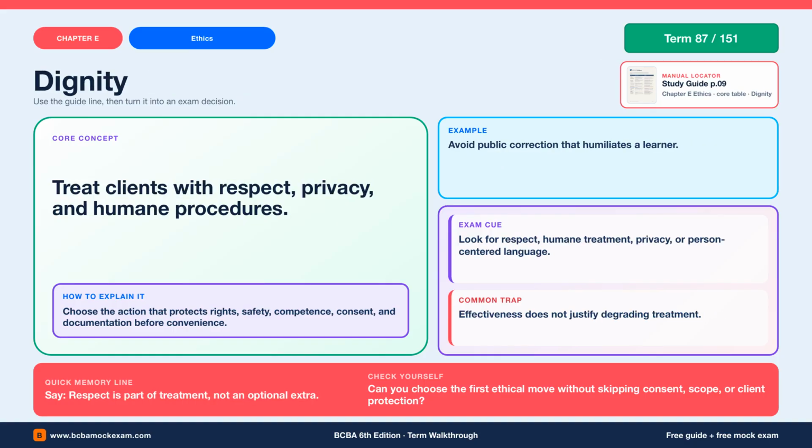Dignity. Dignity means treating clients with respect and protecting their worth, privacy, and humanity. For example, behavior reduction procedures should not shame, humiliate, or unnecessarily restrict the person. The exam cue is respect, privacy, demeaning treatment, or client-centered decision-making. The trap is focusing only on reducing behavior while ignoring how the procedure affects the person. Memory line. Behavior change should not cost the client's dignity.